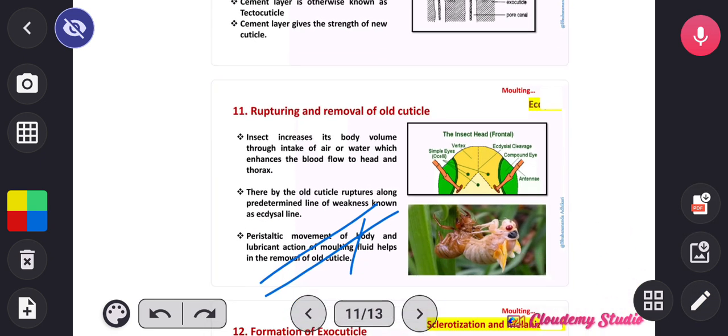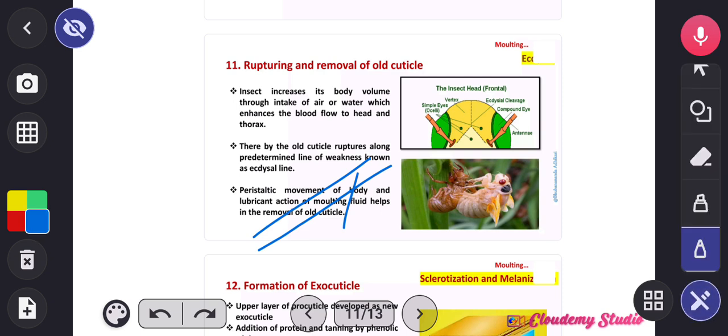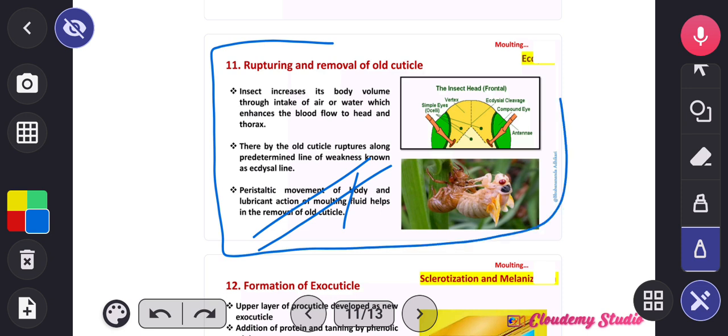The next thing is the rupturing of the old cuticle. The rupturing and the removal of the old cuticle, and this is what we know as the ecdysis. Now, can you see that in the molting process, ecdysis is just one step out of almost 13 steps in the molting process. That is why we say it is an energy sapping hormonally regulated process.